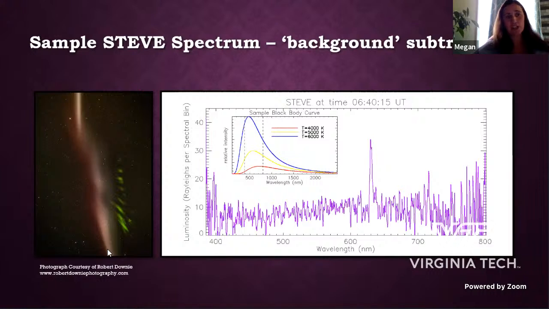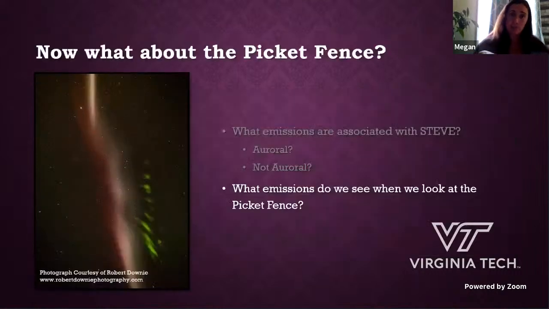Interestingly enough, if you integrate this luminosity along all wavelengths, you get a brightness for Steve of about 6 kilorayleigh over and above the background, which is kind of on par with what people would be able to see in the optics. So this night actually had a picket fence associated with it as well. So we were lucky enough to be able to see what the picket fence looked like as well.